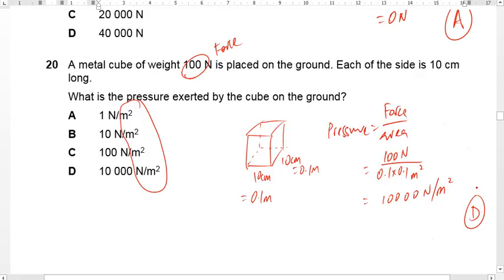Okay. So I will say it again. Pressure is force over area. Force is 100 newtons. Don't need to change. Area 0.1 meters times 0.1 meters. Because all the answers are in square meters. So if you had used 100 divided by 10 times 10, you will get A, which a lot of students made a mistake. Okay?